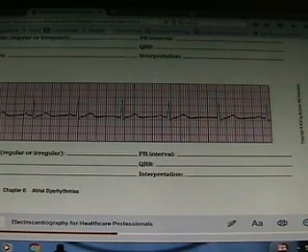Now, could it be a PAC? No, because look at the R to R intervals. They're really regular, so that's not a PAC. But I look at the P waves. They're all different. They're all weird, and one of them's missing, and one of them's upside down. So that's got to be a WAP, wandering atrial pacemaker.